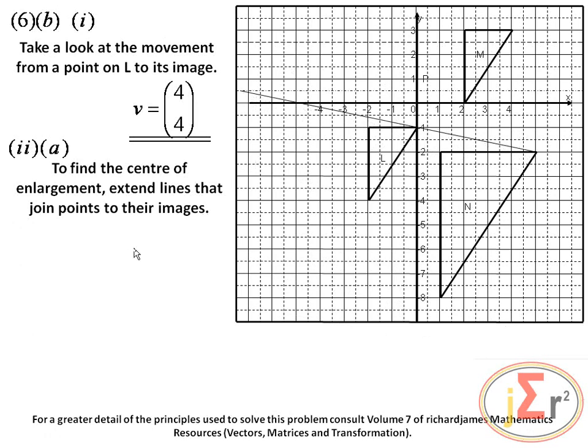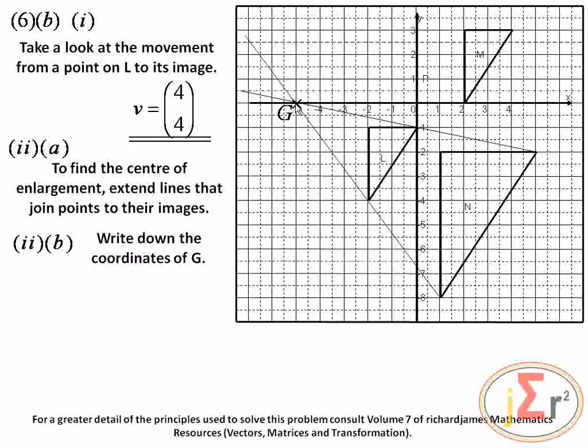And of course, we are going to take another one, probably this one, that joins this point to its image all the way across there. And of course, where those two lines intersect will be the center of enlargement G. And of course, we need to write down the coordinates of G. That's not difficult. We have all the way to -5. So -5 for the x, no movement for the y: (-5, 0).